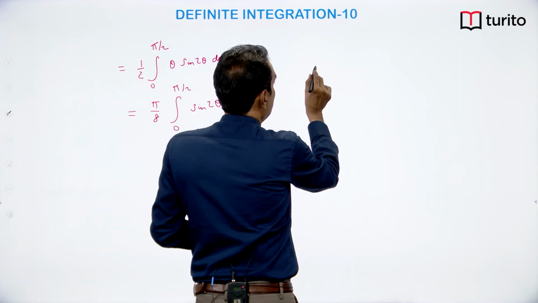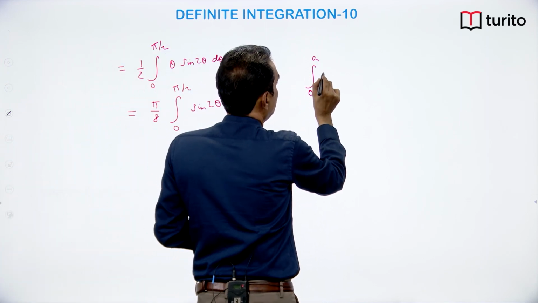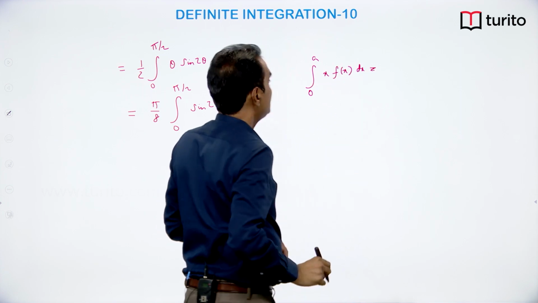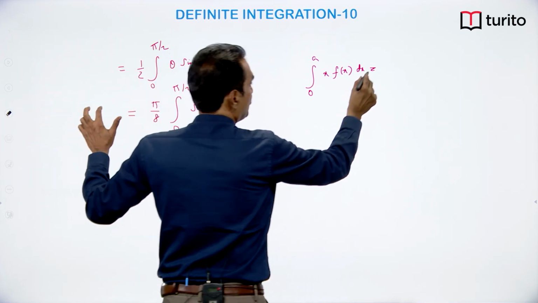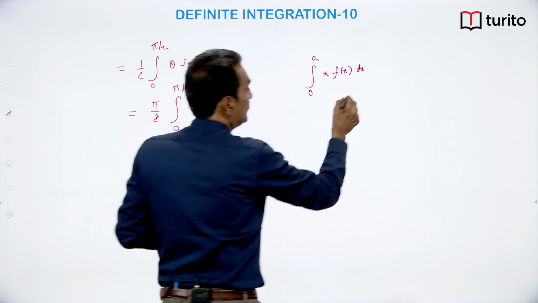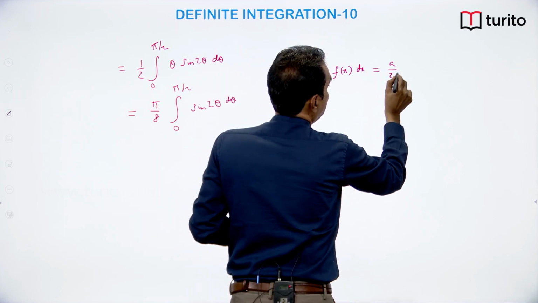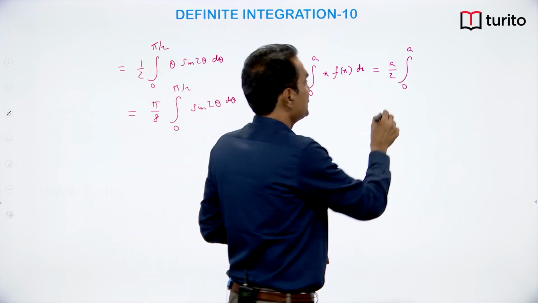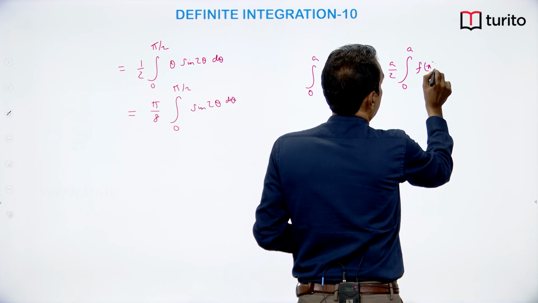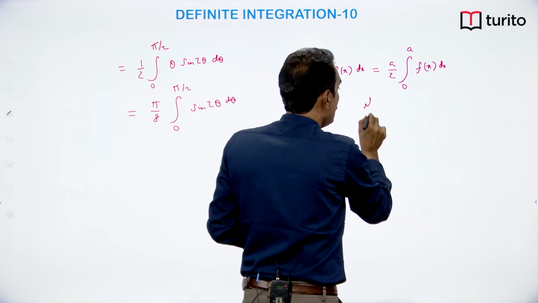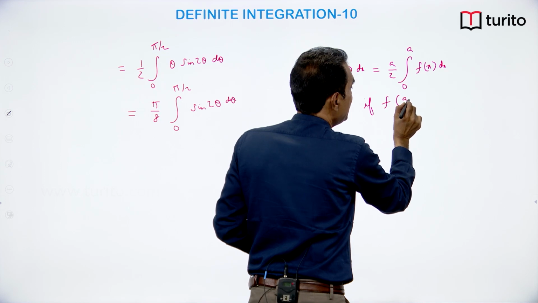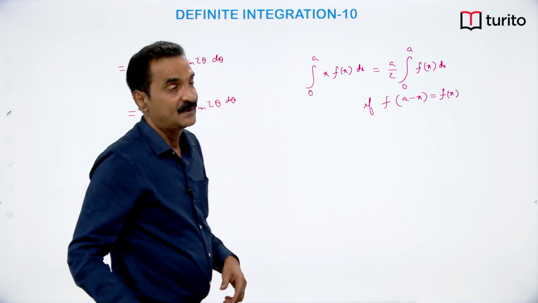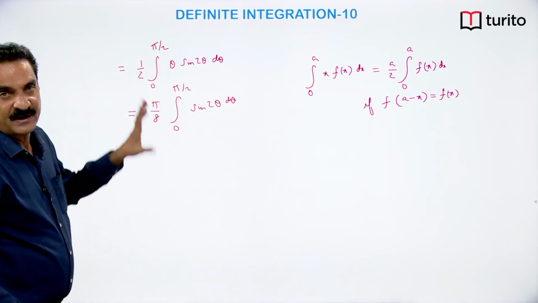The property is integral 0 to a x f of x dx is equal to a by 2 integral 0 to a f of x dx. This is a formula only if f of a minus x is equal to f of x, not always. So, I applied that formula and eliminated theta.